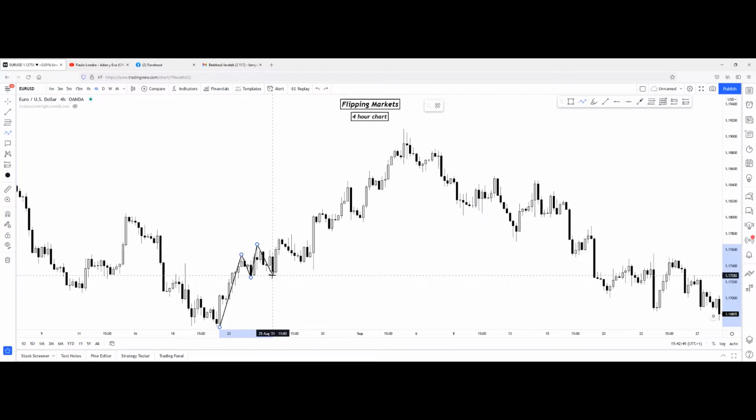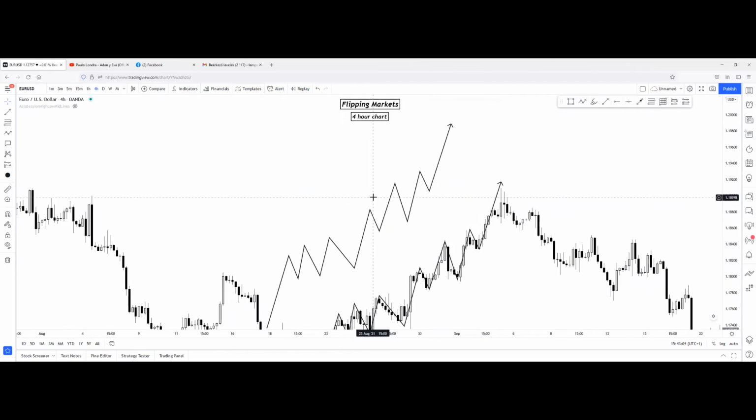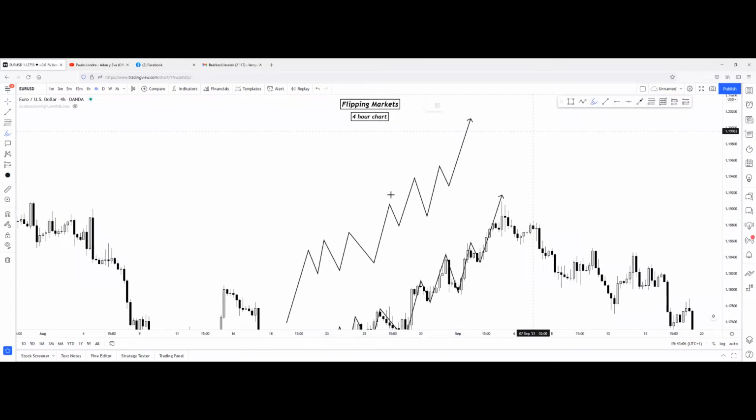After a pullback, it created a new higher low, new higher high, new higher low, new higher high, low, high, low, high. So I will just duplicate this line, and you can see that price is moving in a clear uptrend, creating a series of higher highs and higher lows. And after every high has been broken, price will create a breakout structure to the upside. So this high has been broken, breakout structure to the upside. This high broken, breakout structure to the upside.